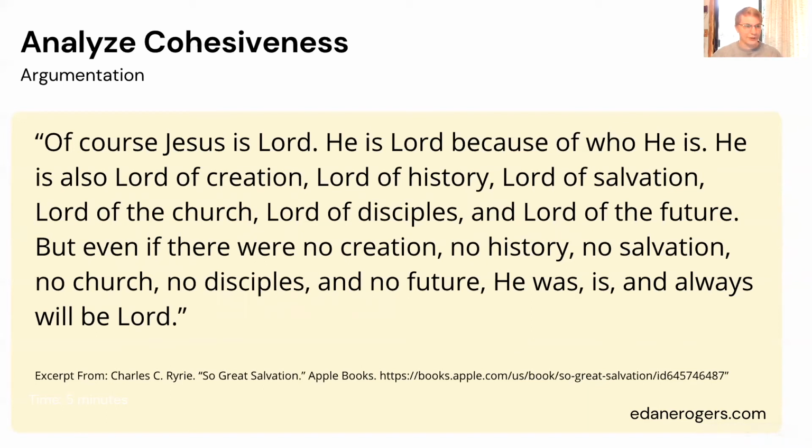We're going to do a little practice here. We're going to analyze the cohesiveness of this paragraph. So here's an excerpt from Charles Ryrie. We know Charles Ryrie. We've read some of his book before, and here's from So Great Salvation again. I'll read it and then talk a bit about his use of the known-new contract.